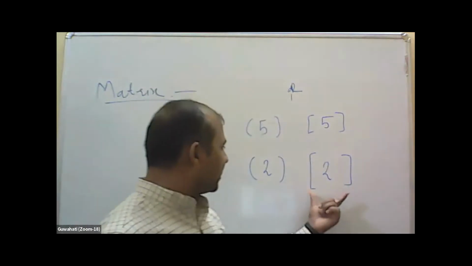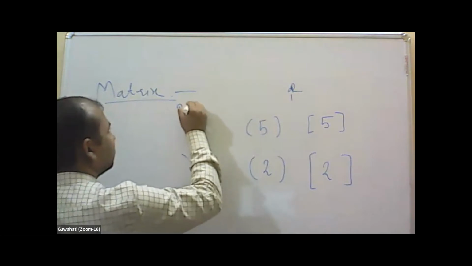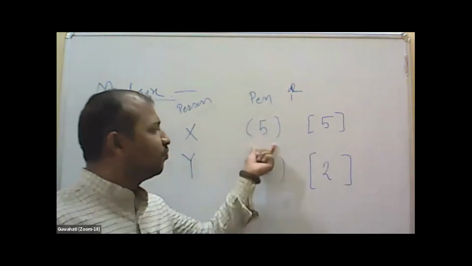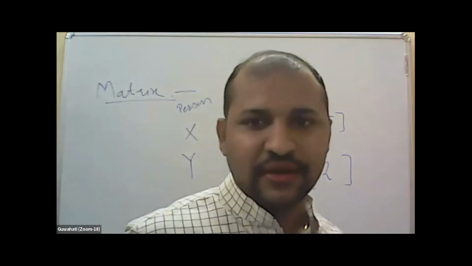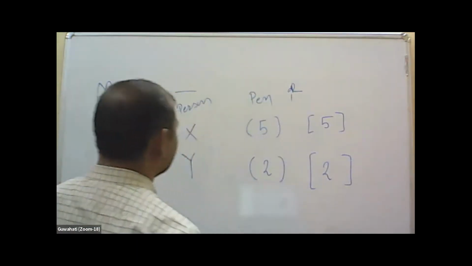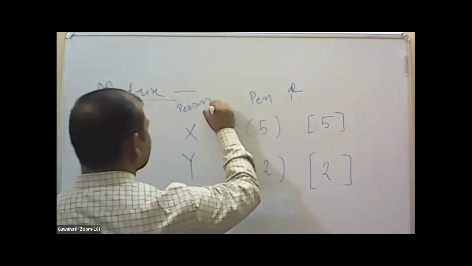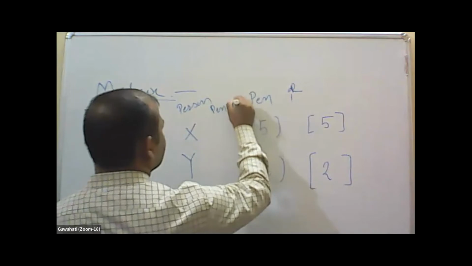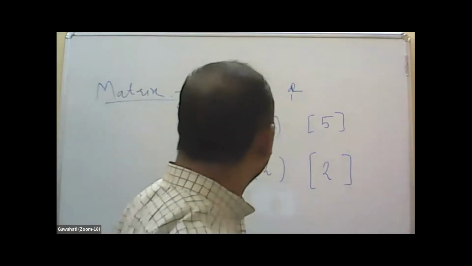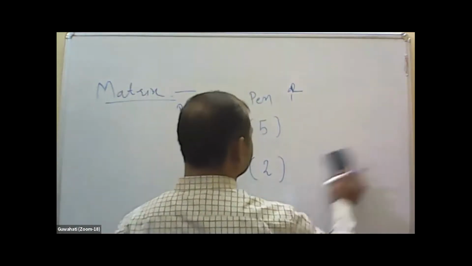So if I am writing this, I am saying that this person called X has 5 pens or 2 pens, right? But suppose a person has pens and pencils, right? Suppose this person has pens as well as pencils. Suppose he has pencils as well, then I can write that in a different way.